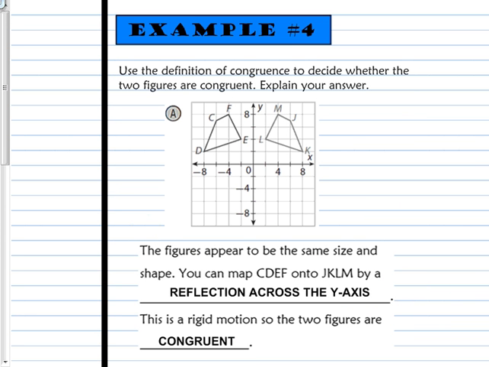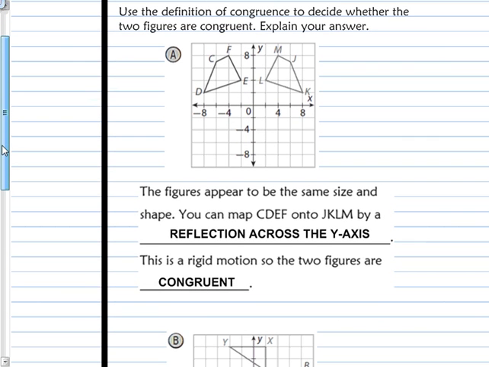Okay, we're going to move on to example 4. Use the definition of congruence to decide whether the 2 figures are congruent, and then explain your answer. So changing over here to the highlighter. There we go. By looking at those figures, what do you think? Well, the figures appear to be the same size and the same shape. And we can match C, D, E, F onto J, K, L, M by a reflection across the y-axis. And since this is a rigid motion, the two figures are congruent.